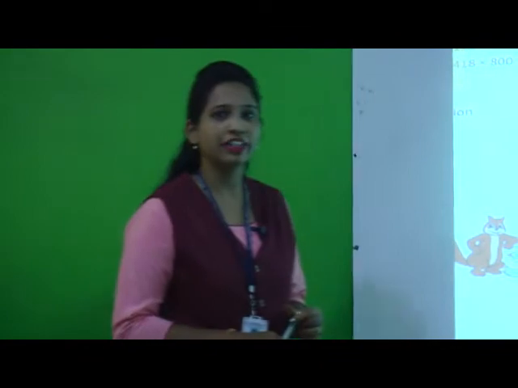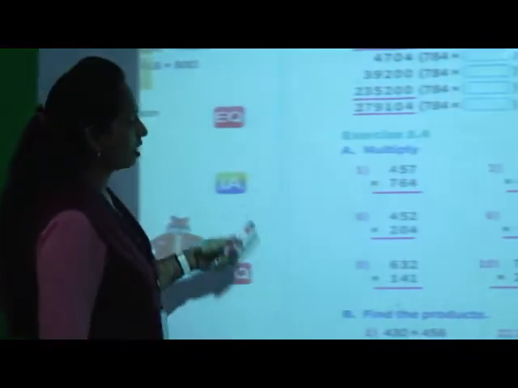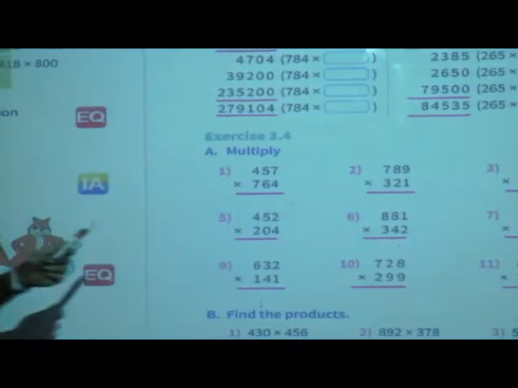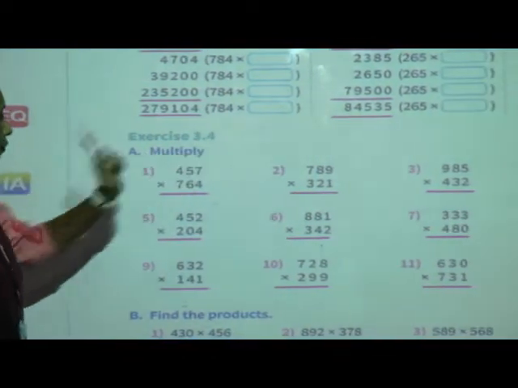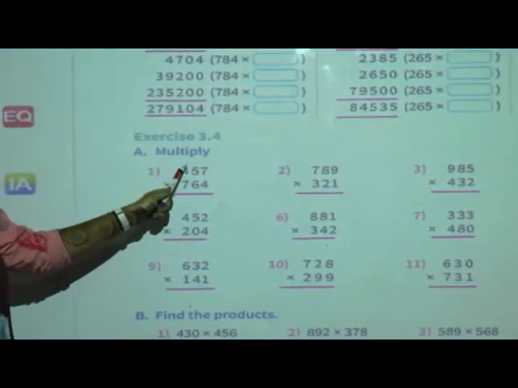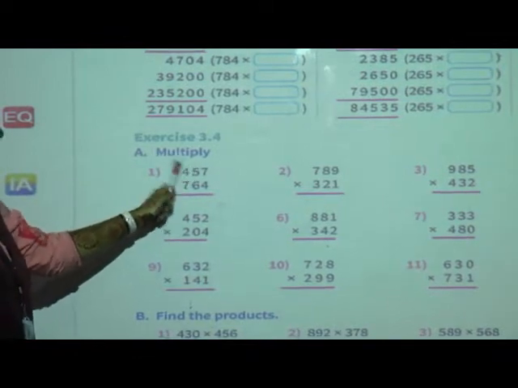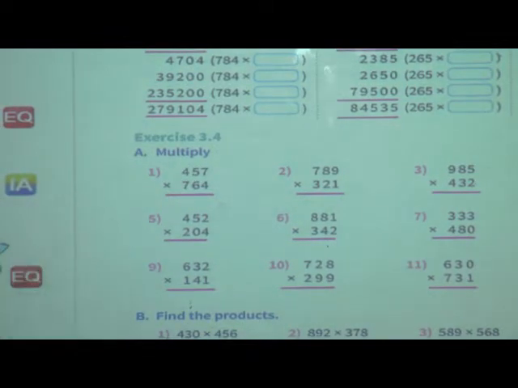Yes, we have started our 3rd chapter, multiplication, and we have solved exercise 3.3 in our last session. Now we will start our exercise 3.4. Open page number 41, exercise 3.4. A question. What is the A question? Multiply. Now we will solve one by one.